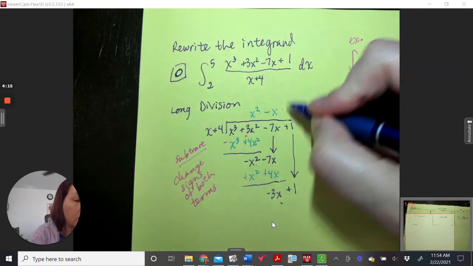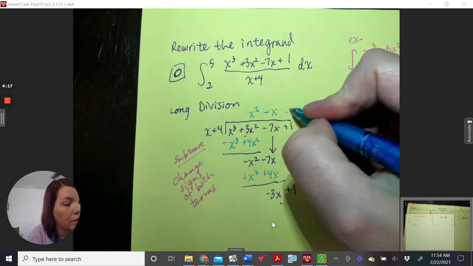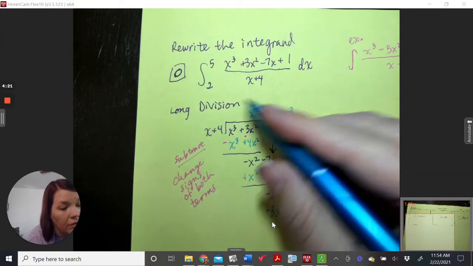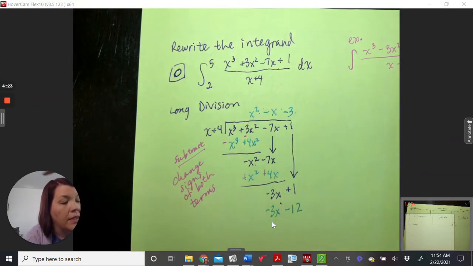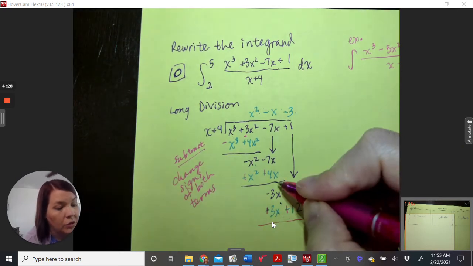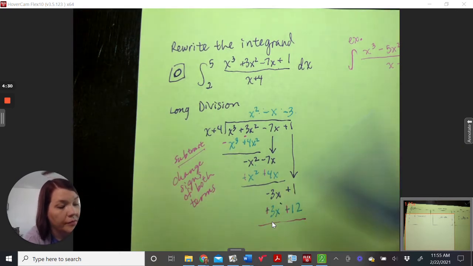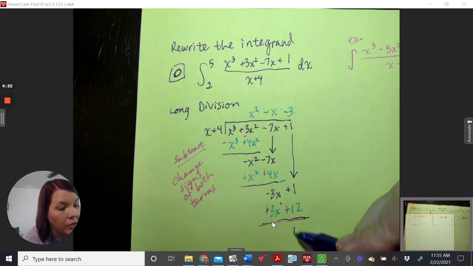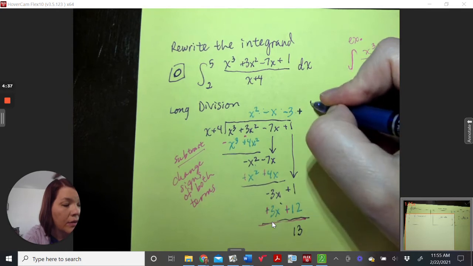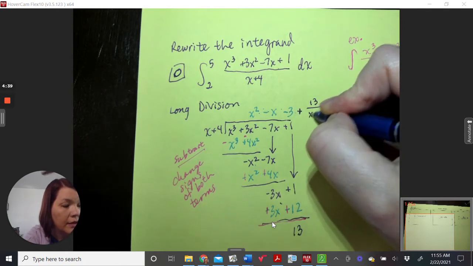And so negative 3 times x is negative 3x. Negative 3 times 4 is negative 12. And then I subtract, which gives me 13. So my remainder is 13. And so then I add 13x plus 4 to the end of that. And so I've rewritten this as this.